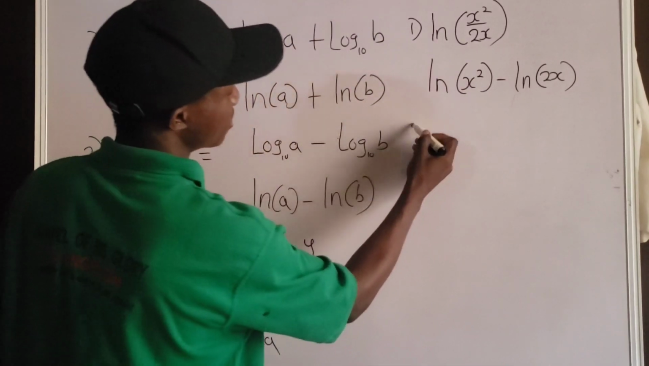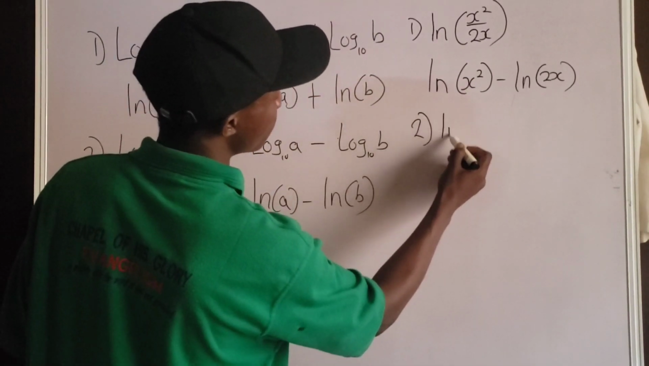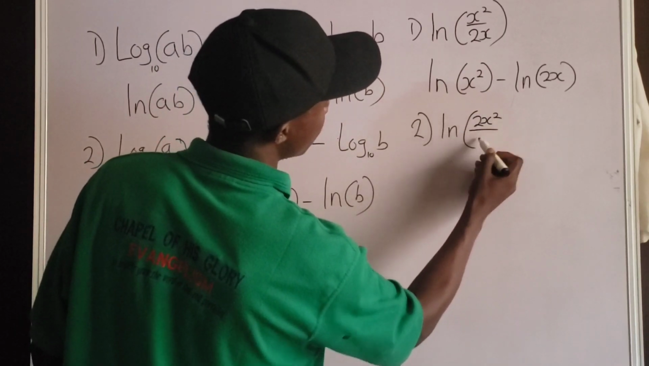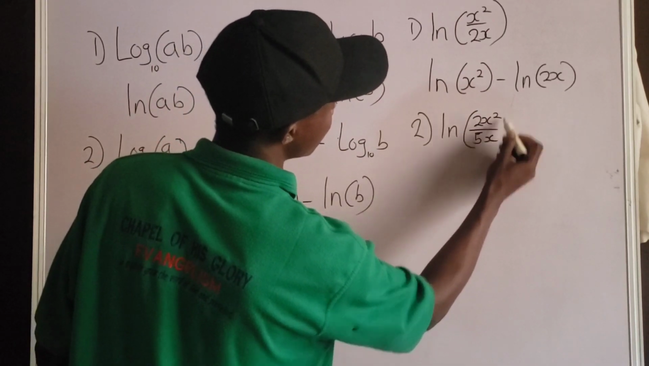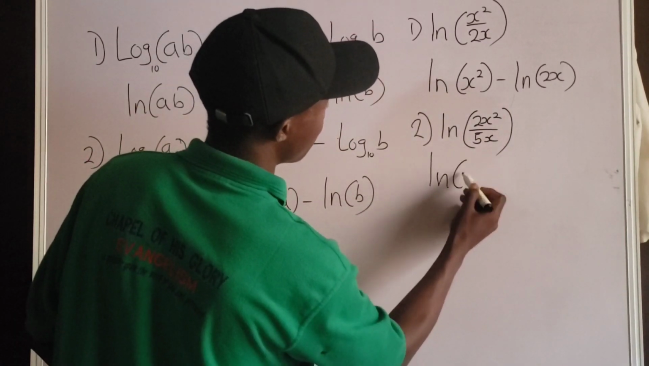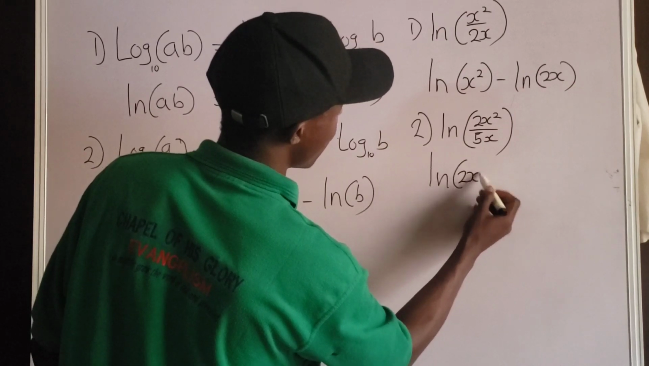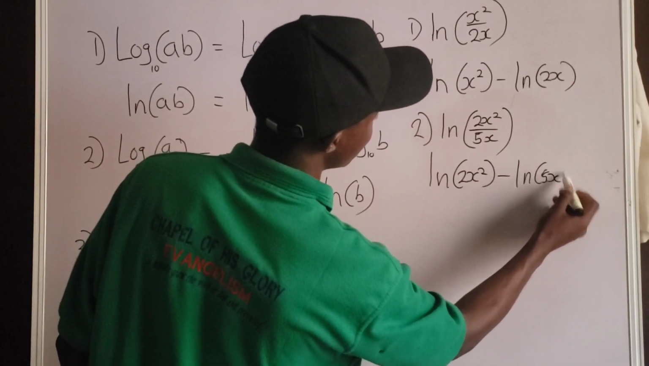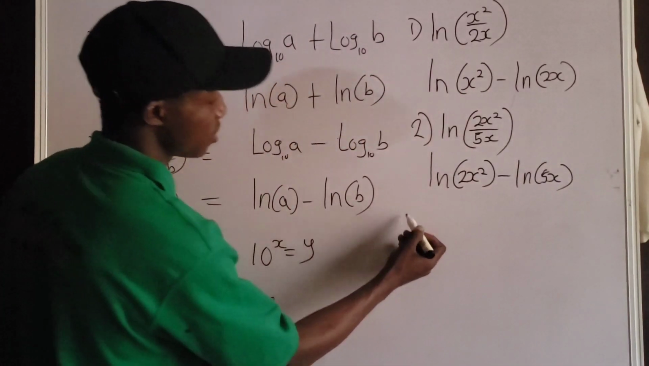So let's look at another one. Let's assume that we are given 2x squared all over 5x. We are told to expand this. Don't forget the basic approach. This will be ln 2x squared minus ln 5x.